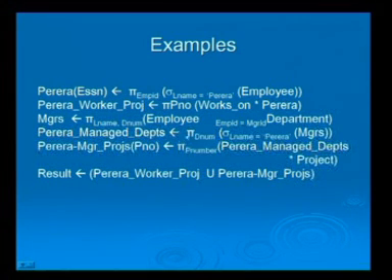So, now we selected this one first, that is the projects that Pereira is working on as a worker, and here are the projects that are controlled by the departments where Pereira is working as a manager, and we want the union of this. So, we take the union of Pereira worker project and Pereira manage project, and this result relation will give you the required output.